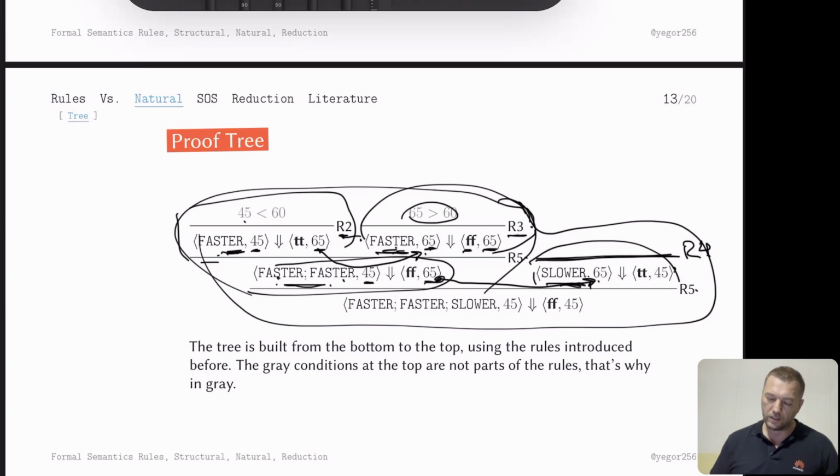So let's read the text. The tree is built from the bottom to the top using the rules introduced before. The gray conditions at the top are not parts of the rules. That's why they are in gray. I explained it before. They are gray because they are just comments, just supplementary information.